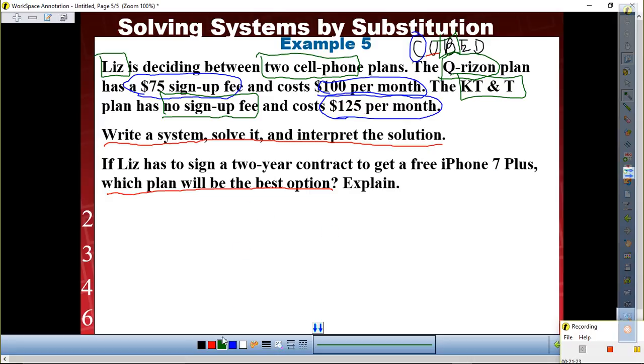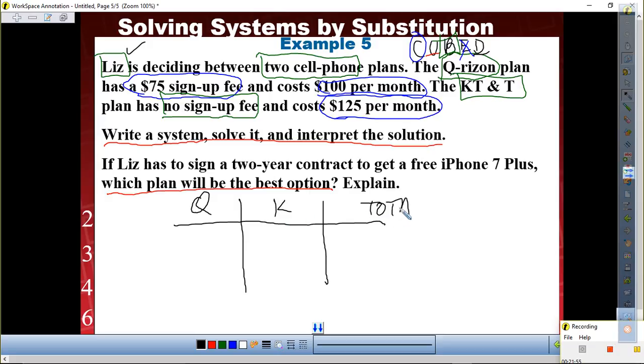Let's exclude anything else, and let's draw a table here. Draw a table. So how many? It's one person, but is the focus her? No. What's the focus? The two cell phone plans. So you draw 2 lines down, 1, 2, 1 across. The first column I'm going to label Q. The second column I'm going to label K, and at the end I'm going to label total. All right? Here we go.